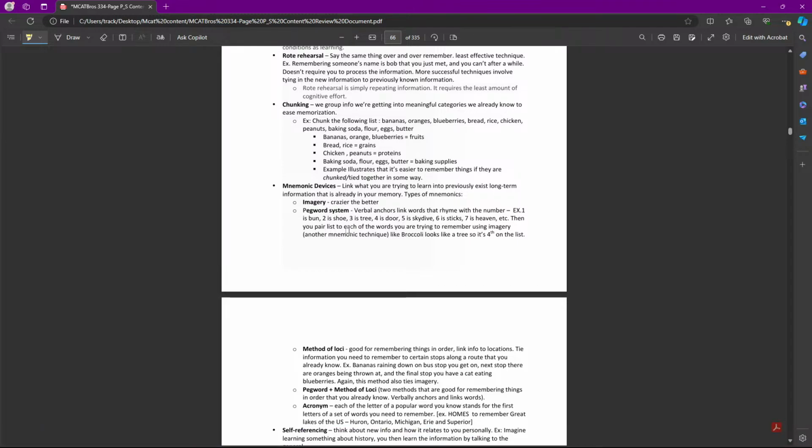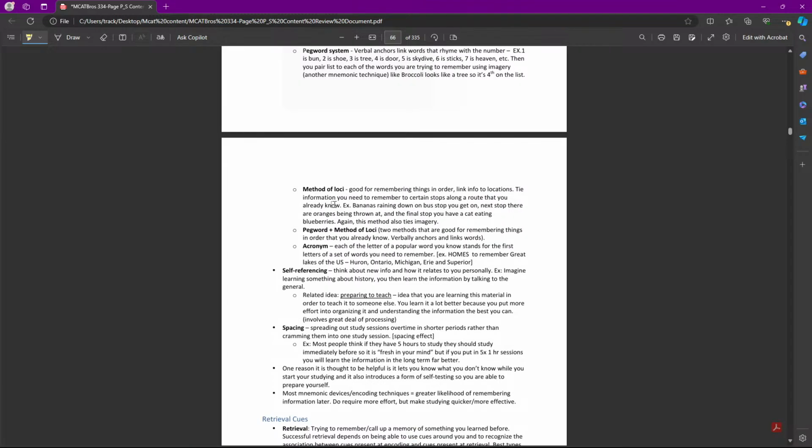Okay, so moving on to the method of loci. The method of loci is good for remembering things in order, linking info to location. So if you're walking through a grocery store in your head, you're going to link the different items you'll need. Pegword plus method of loci is using both word cues and locations.